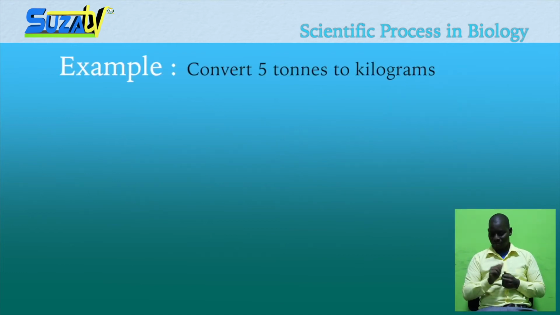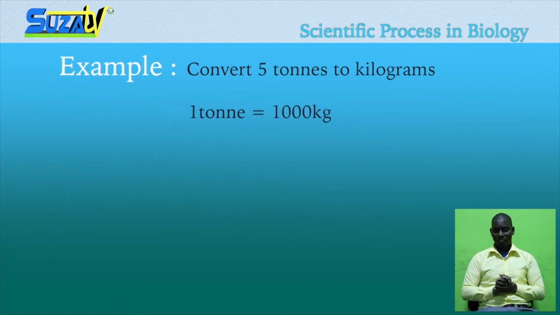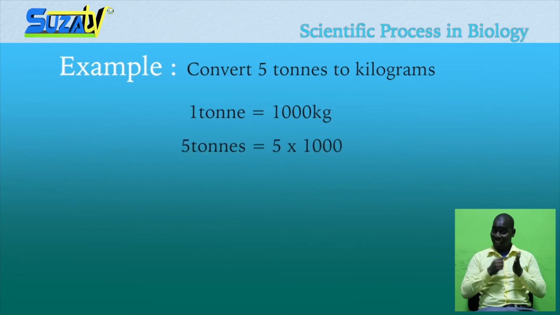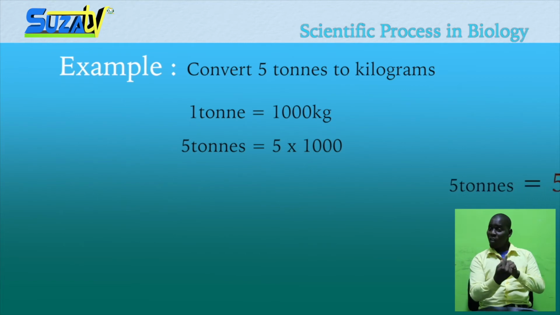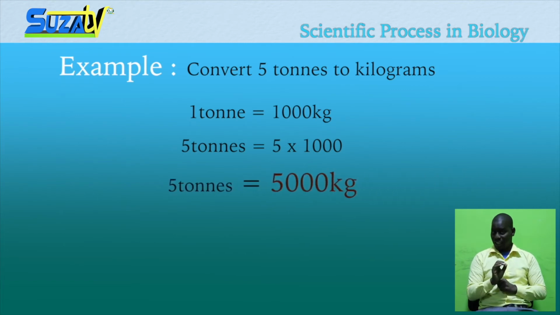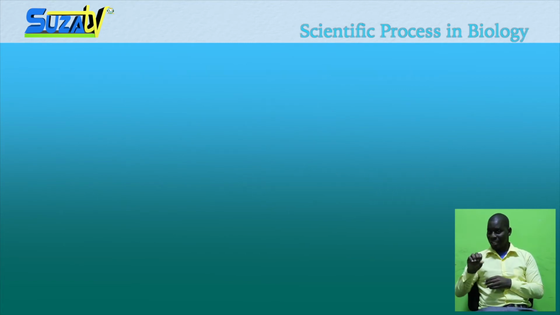Example, convert 5 tons into kilogram. So from the equivalence, 1 ton is equal to 1,000 kilograms. Then 5 tons will be equal to 5 times thousands. The answer is 5,000 kilograms.